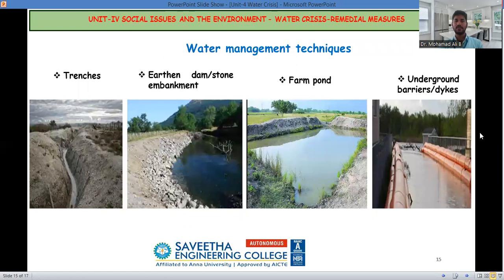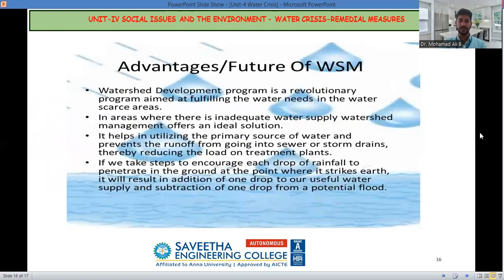The watershed management techniques include trenches, earthen dams, stone embankments, farm ponds, and underground barrage techniques. So these are all the techniques we use for watershed management. Finally, the advantage: the watershed development program is a revolutionary program aimed at fulfilling the water needs in water scarce areas. In areas where there is an inadequate water supply, watershed management offers an ideal solution. It helps in utilizing the primary source of water and prevents the runoff from going into sewers or storm drains, thereby reducing the load on treatment plants.